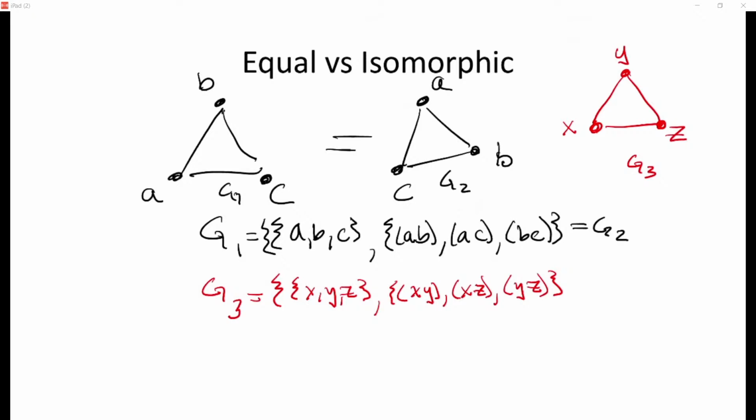Okay, so here's the big difference between equal and isomorphic. Equal means they're identical, basically the same thing. Isomorphic means that you can find a function. I can find a function that, in this case, is going to map G3 onto G1 that preserves the edges. Okay, what does that mean?